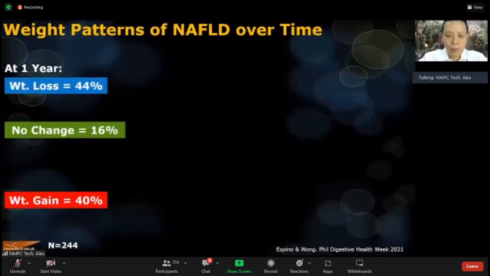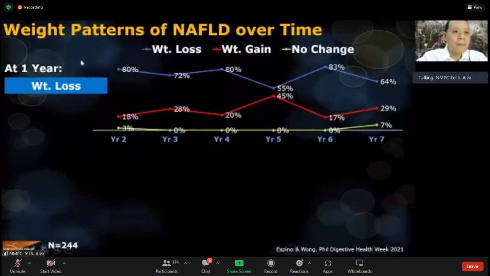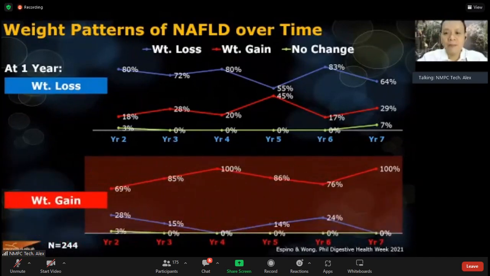And when we try to follow up these patients and see if over time they will follow my advice of losing weight, you can see that among those patients who had weight loss after the first year, at the end of 7 years, only 64% maintained that weight loss, and about a third gained weight. Okay, so very hard to convince them to stay true to what they initially lost in the first year.